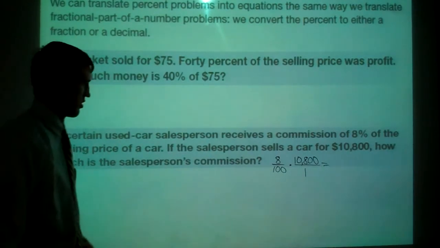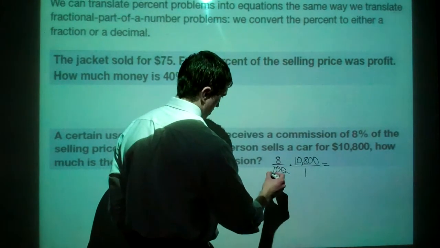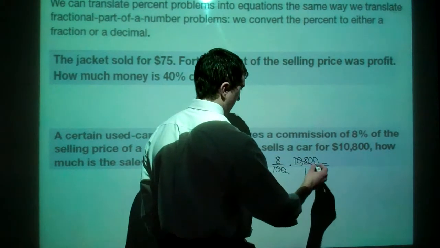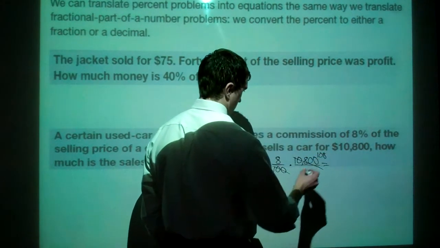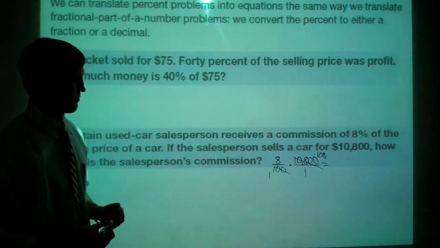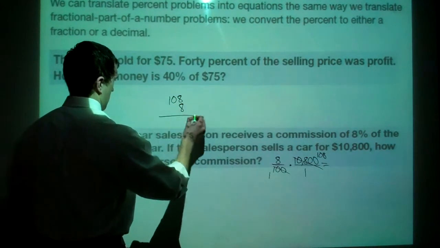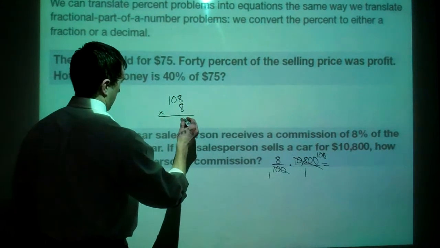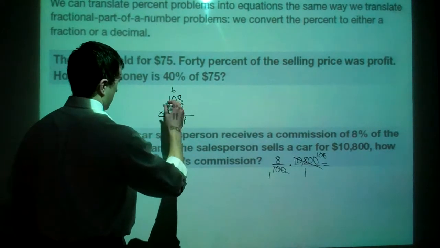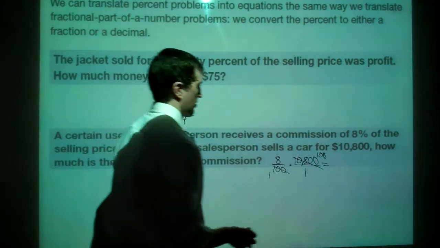Okay. So if we do this, 100 divided by 100 is 1. Divide that by 100, you get 1. So our answer will be 8 times 108. Let's see what that is. 8 times that, so we get 64... $864.